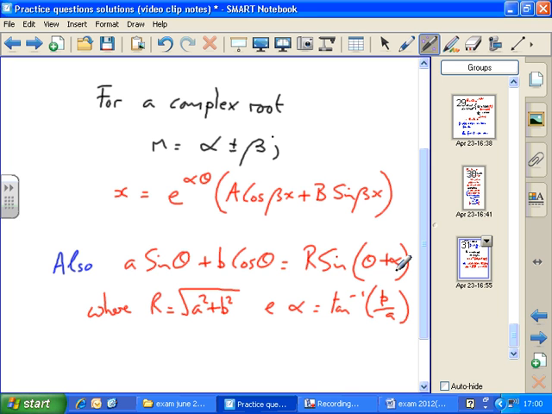So if you'd like to have another go at the question in light of this information that you've just been given, see if you can have a go. I'll go through the solution.